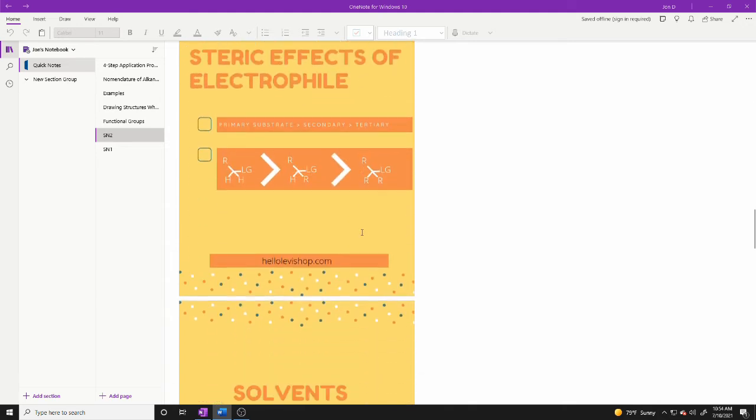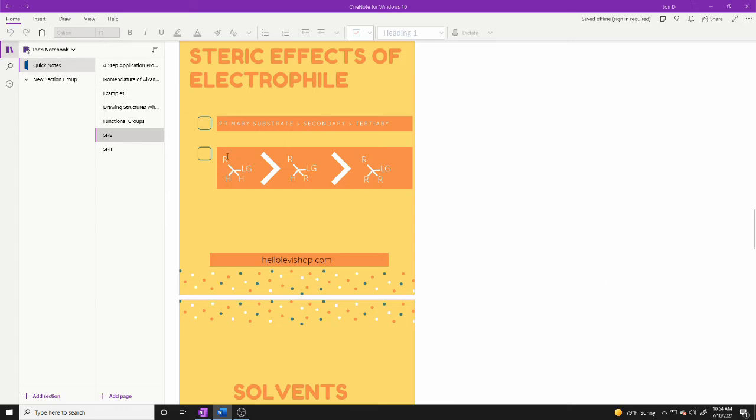The next effect is the steric effects of the electrophile. An electrophile, like we said before, is also known as a substrate. And so the nucleophile must be able to attack the substrate from the backside. However, as the substrate gets more crowded in terms of alkyl groups, it gets harder for the nucleophile to attack. We call this prevention of interactions steric hindrance.